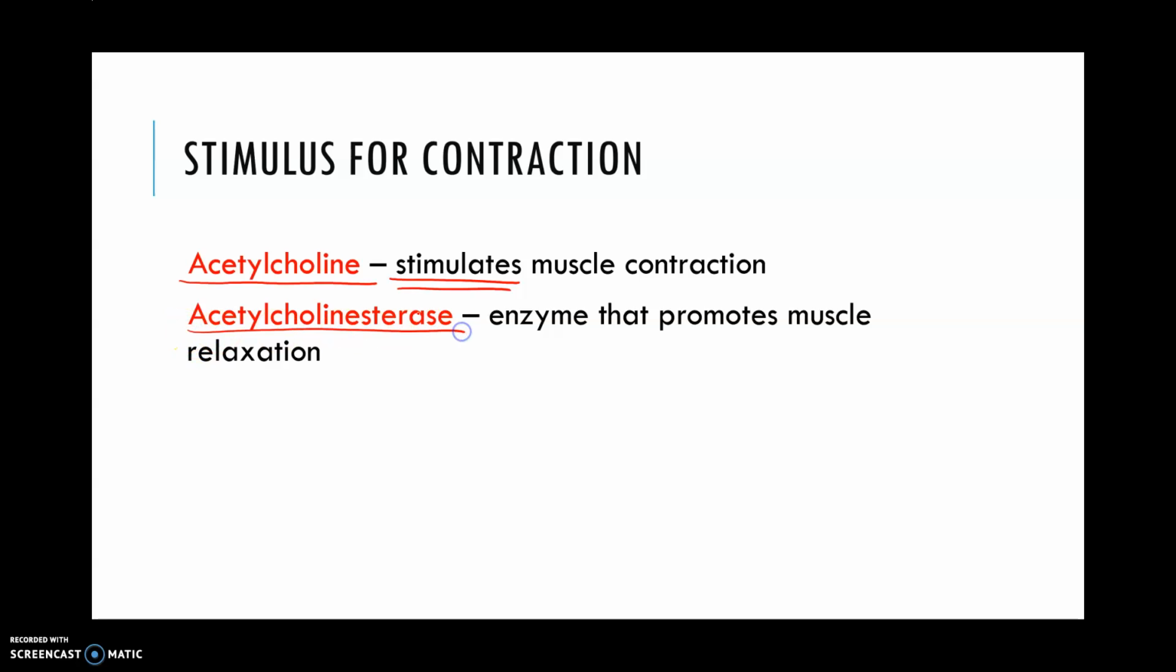Acetylcholinesterase is going to be the enzyme that promotes muscle relaxation. So we're going to pump in a lot of acetylcholine when we want our muscles to contract, and when we want them to relax, we're going to send in acetylcholinesterase, which is going to break down our acetylcholine, and it will tell our body to stop contracting that muscle. So those are 2 important terms for stimulus for contraction.